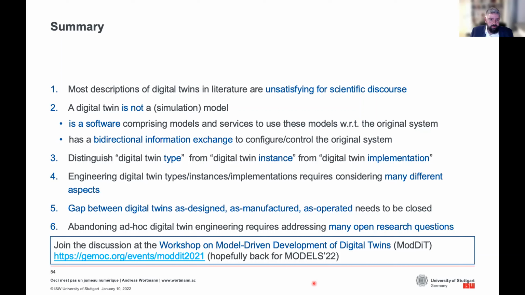The summary and the most important message here. Hopefully there will be a workshop on model-driven development of digital twins at MODELS 22. We will propose that again, and I hope I will see all of you back at this workshop. That being said, I am in time.